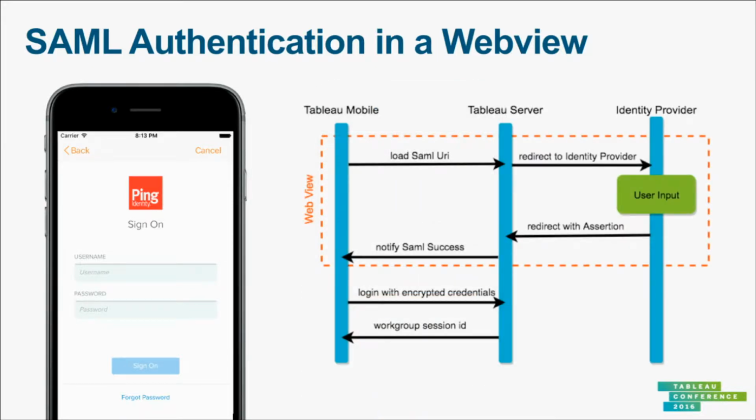So what's happening in our SAML authentication? We load a web view, which is a browser-like experience in your mobile app. It's full screen. You'll see it in a lot of apps. We load a SAML URL from our Tableau server, which redirects to the identity provider. The identity provider that you've set up is responsible for all the credentials and verifying who you say you are.